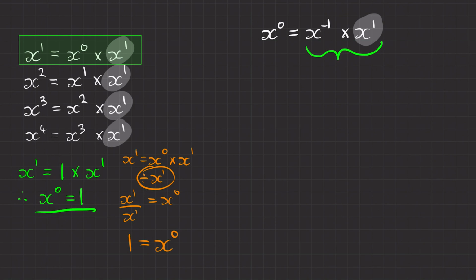So x to the power of minus 1 is the same as saying 1 over x to the power of 1. And then we're going to multiply by x to the power of 1. We can then simplify that to say x to the power of 1 over x to the power of 1, and x to the power of 0 equals this. And we know any number divided by the same number equals 1. So x to the power of 0 equals 1.